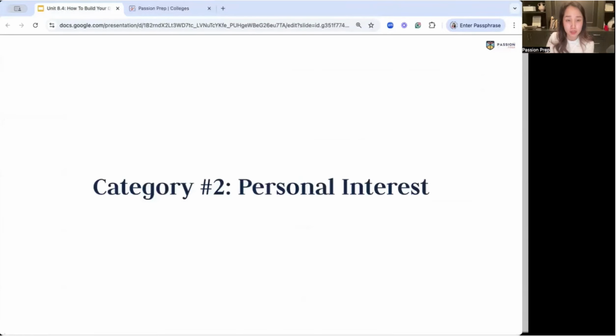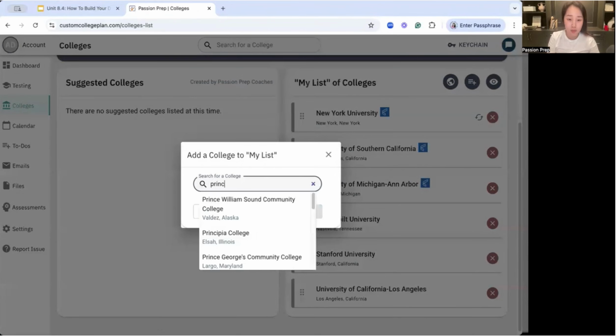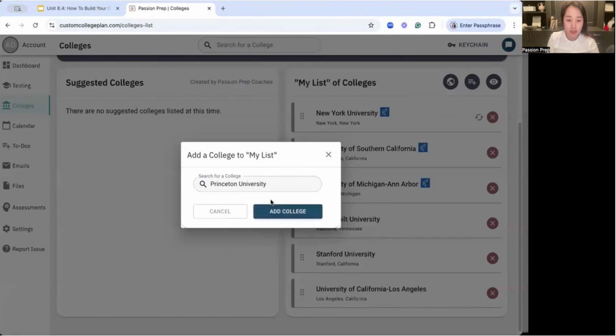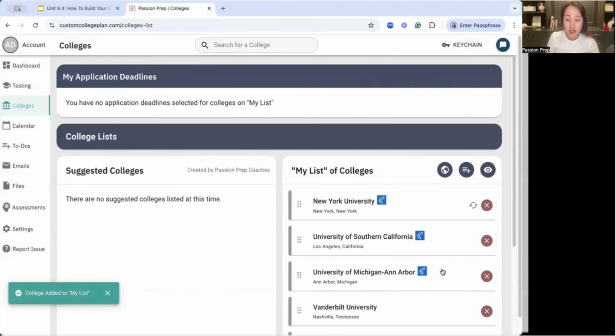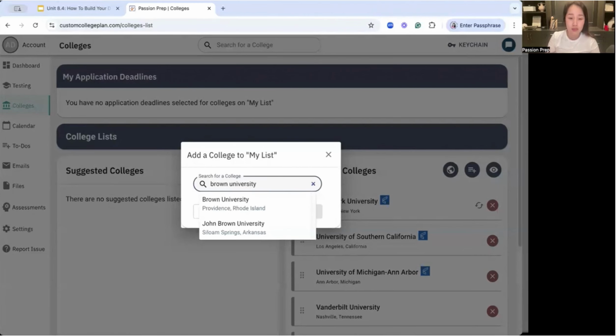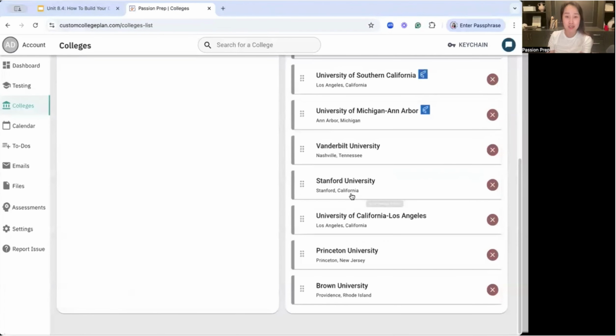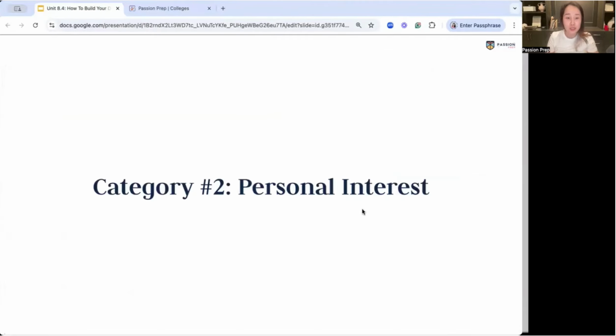Okay, so category number two. For some of you who play sports or do music, that's another way for you to gauge. So for example, I'm doing golf as my personal interest, so I'm going to add Princeton in there, or something like that. I do a cappella, so I'm going to add Brown there. So those are some additional examples. Do you see how a college list adds up really, really quickly and they're all related to your interest?